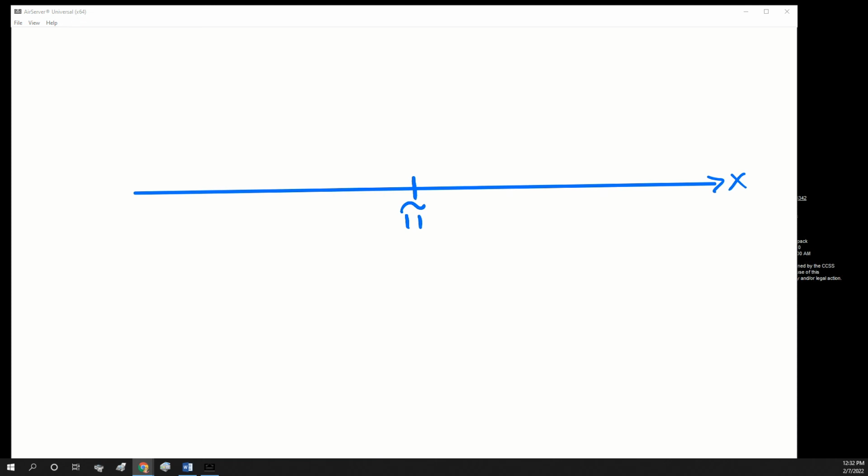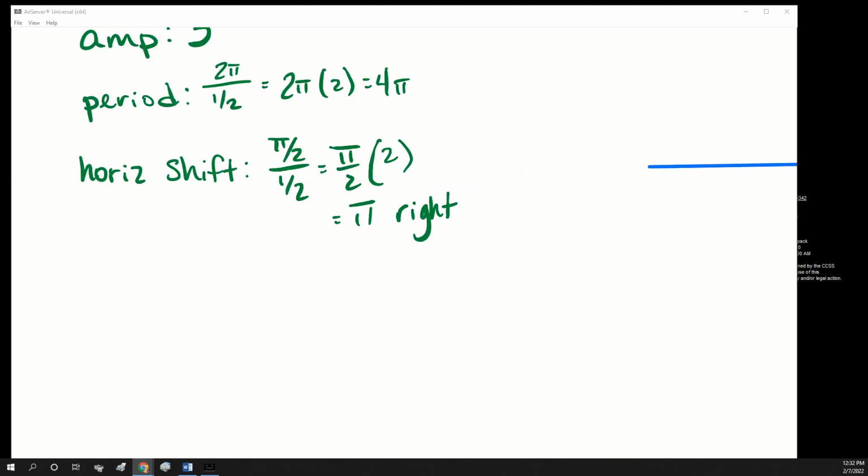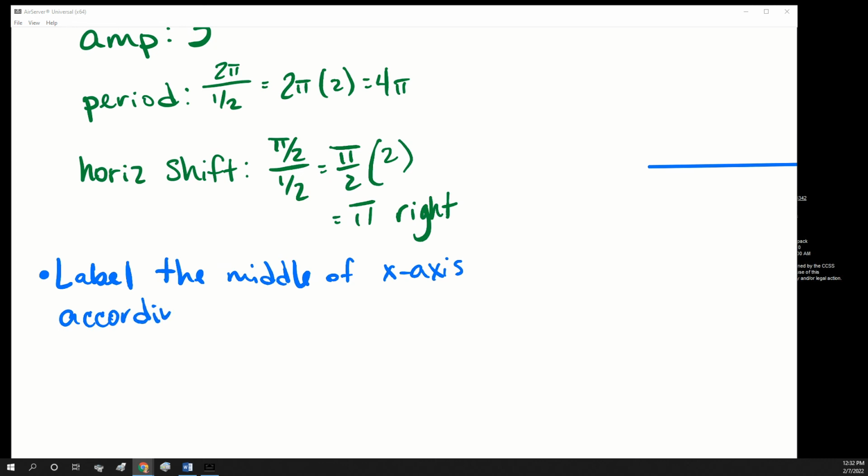All right, so I'm going to write down what we did over to the side. Label the middle of the x-axis according to the shift. We'll say horizontal shift.